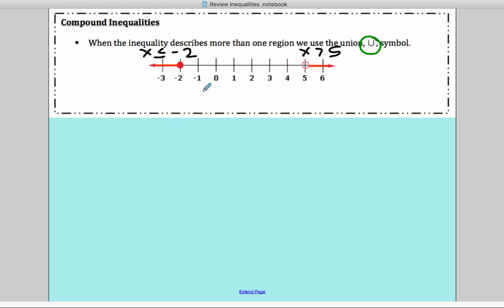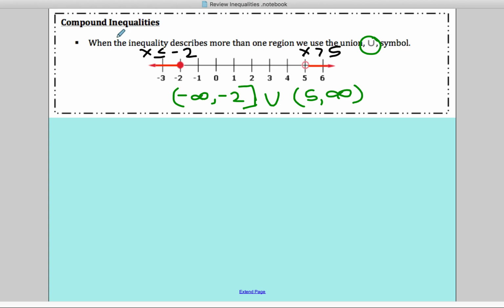If we are less than or equal to -2, we have negative infinity, comma, -2. Can't be infinity, so we have a parenthesis. It is equal to -2, so a bracket. Now, in order to add the second piece, I do the union symbol to bring them together. That's a bad U, my bad. There we go. And then open circle, so parenthesis, 5, comma, we're going to positive infinity. And so this whole thing is my compound inequality written out. Compound means more than one thing, putting them together.